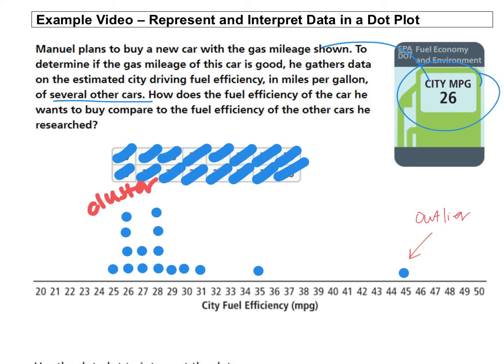So let's interpret the data. The dot plot shows that most of the values are clustered between 25 and 28, right here. So the car Manuel plans to buy has about the same city fuel efficiency as comparable cars. What he plans to buy is 26 miles per gallon. He wanted to know how it compares with the other cars he researched, and we would say it's about the same.